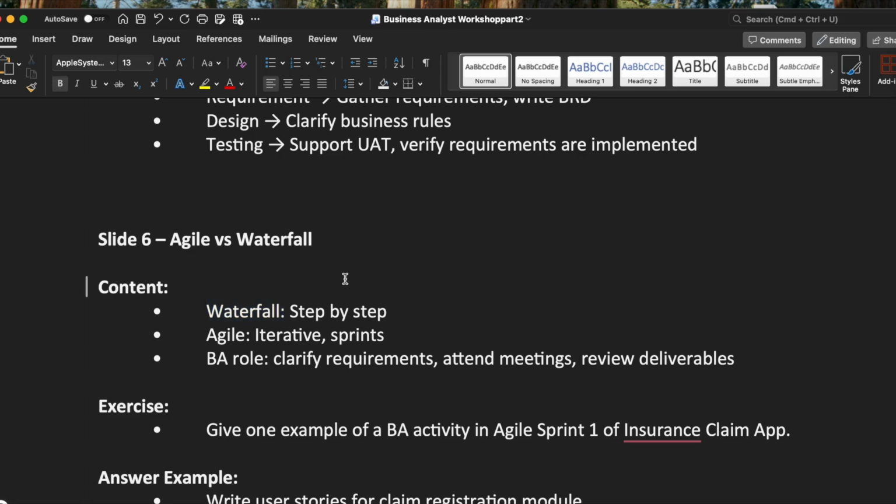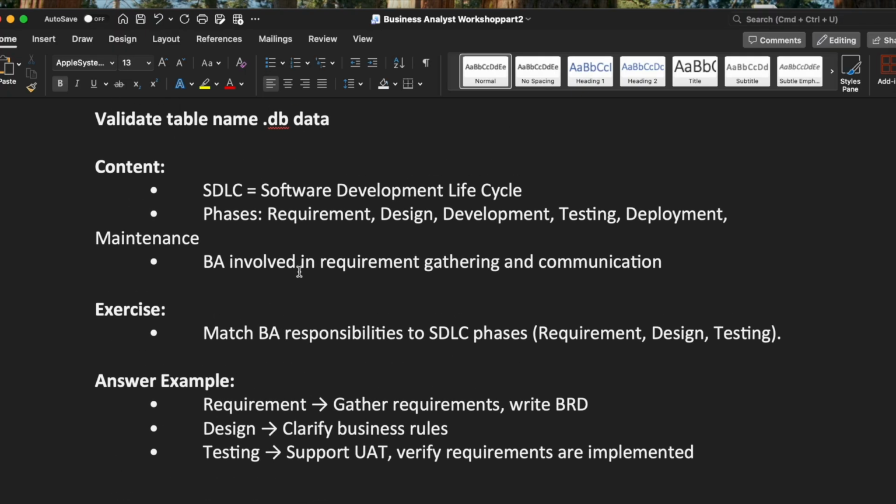Okay, so what does Waterfall mean? Think step by step. You get the requirement, then design, then they develop. You don't show the customer anything. It takes 6 months, 1 year, or 3 months. You complete everything in one go, then you present to the business stakeholder. So that's the Waterfall strategy.